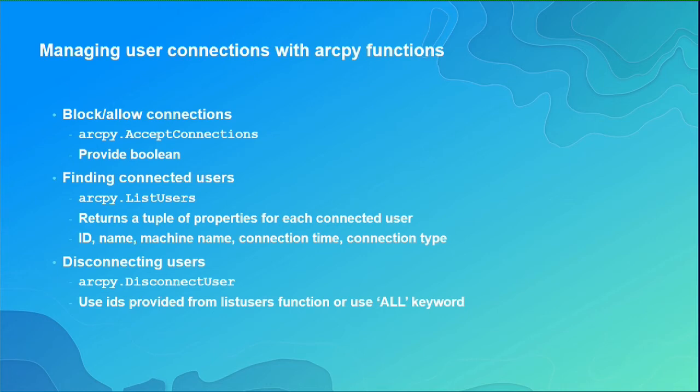The second function is the list users function. This returns information that you can use to ask questions about who is connected to the geodatabase. Finally, the last function we have is the disconnect user function. This allows you to disconnect users from the geodatabase by passing the ID that was returned from the list users function, or you can simply use the keyword all if you want to disconnect everybody.